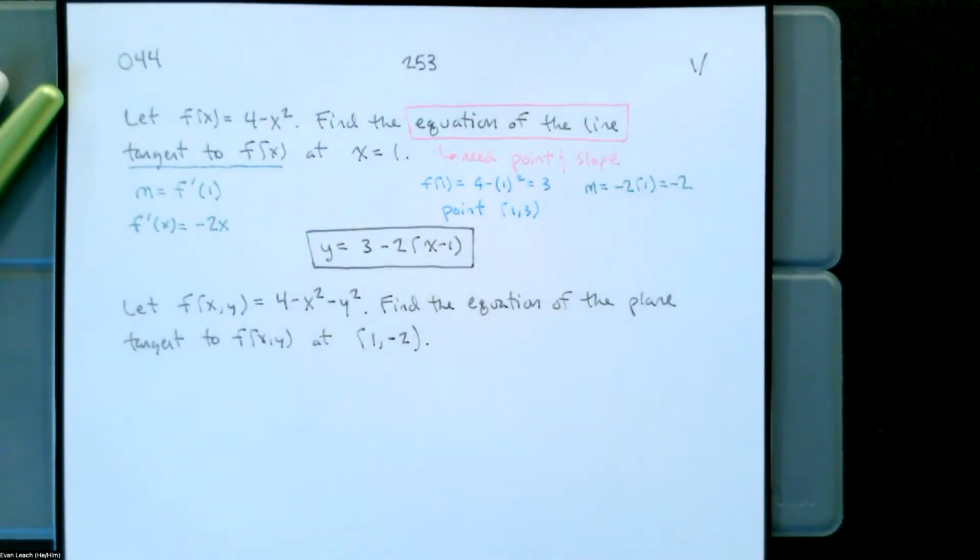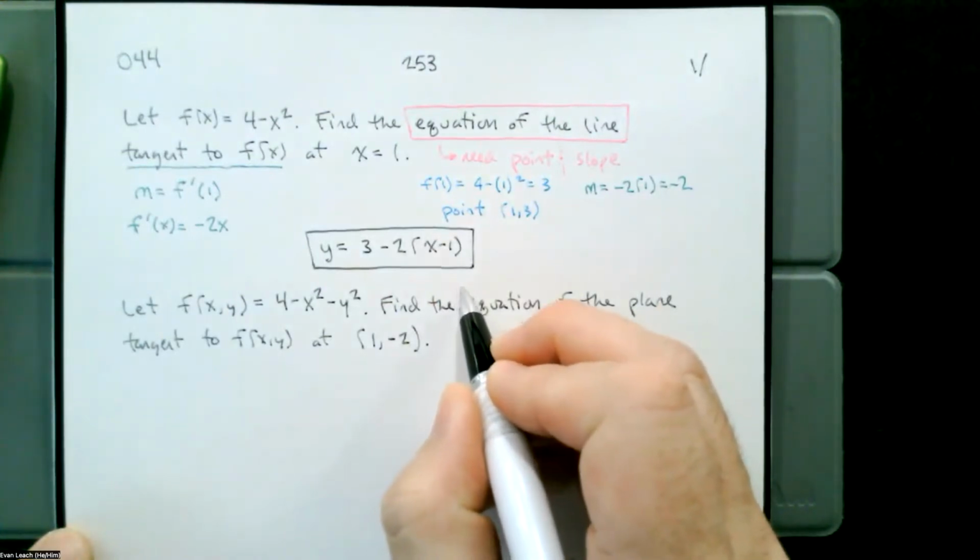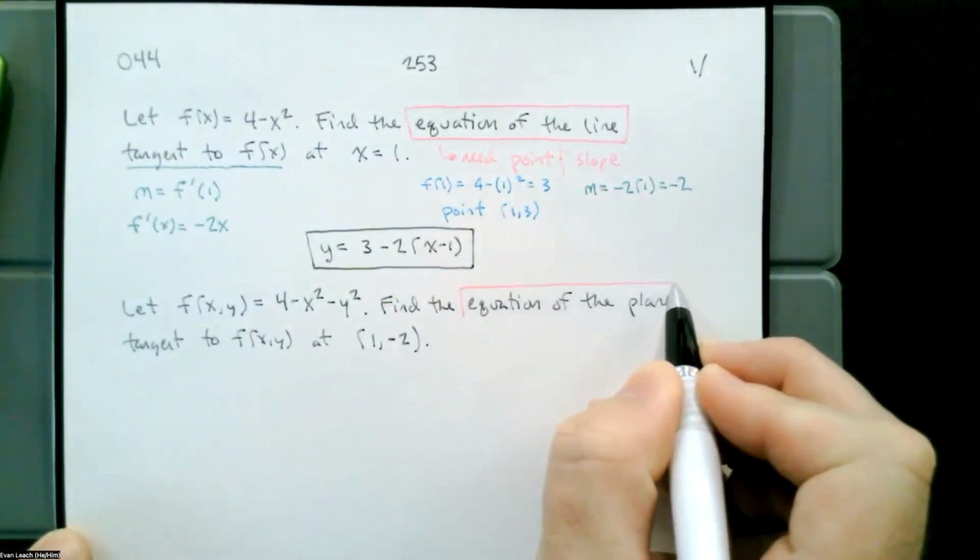That's how we upgrade. We're just adding one dimension to the stuff. Instead of a curve in R2, I need a surface in R3. The question, though, has the same format. Find the equation of a plane. This is what we're looking for. We want to find the equation of a plane.